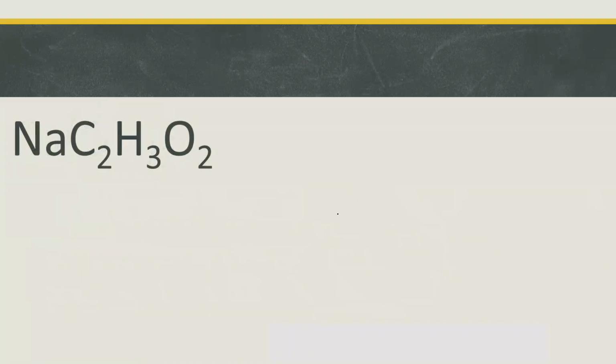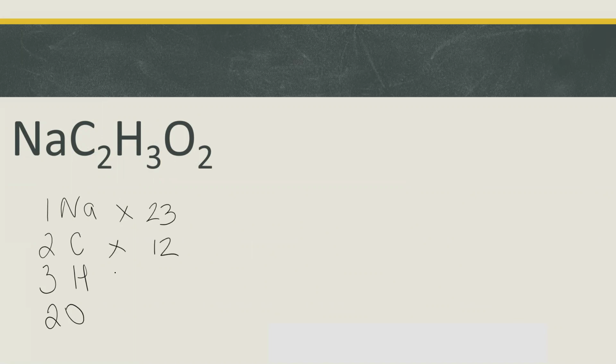What about this one? Did I skip one? Nope. Okay. What about this one? Looks hard. It's not. It's just more work. More elements. 1 sodium, 2 carbon, 3 hydrogen, 2 oxygen. No parentheses, just using the subscripts. Sodium is about 23. Carbon's about 12. You do not have to round these. You can use right off your periodic table. That's perfectly fine.